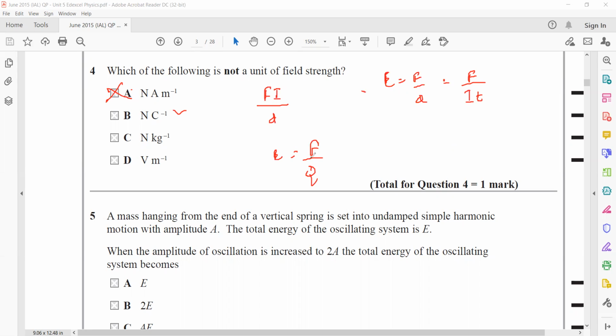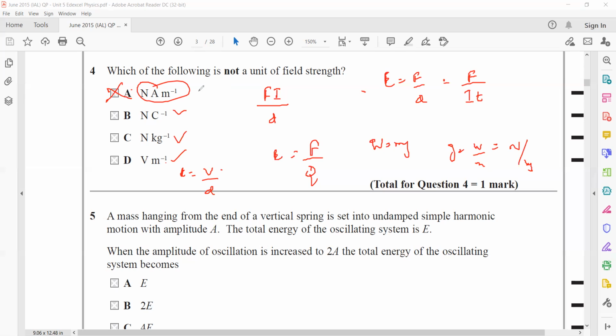So Newton per kilogram, that's the unit for g, because W is equal to mg, so g is equal to W divided by m. So Newton per kilogram is also true. And we have the formula V is equal to Ed, so E is equal to V divided by d, so volts per meter, that's E, electric field strength. But this does not give any strength of the field.